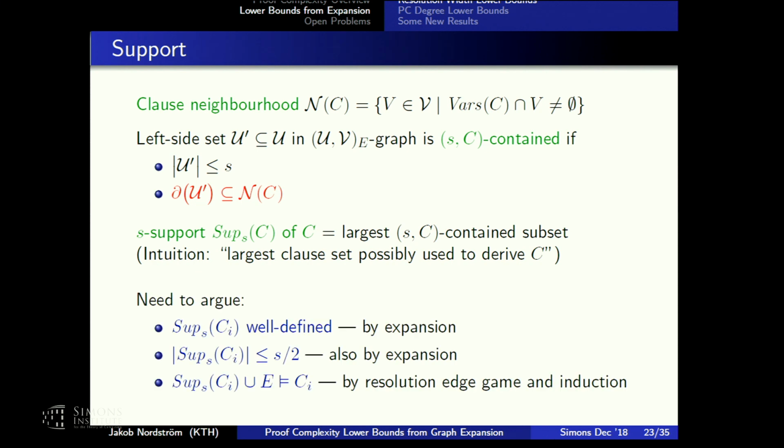And now I just have to prove three things. That this is well defined, because that is not at all clear, but it is, by expansion. Then I have to prove that the support is small. That's also true by expansion. And then I have to prove this implication, and this is where the edge game comes into the picture. This is going fast, and it's getting late, but really, this is all there is to it.